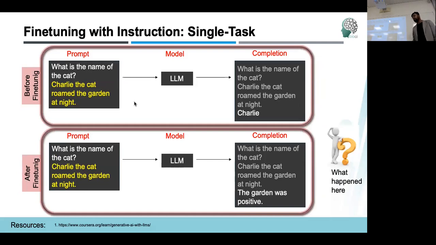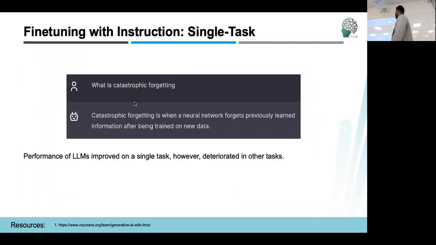It's forgetting. It is catastrophic forgetting. It is forgetting what it learned in a generalized manner because it has been fine-tuned on a single task. It has updated its parameters to predict review sentiment, so when you ask it a different task, it's not giving you good results. This is called catastrophic forgetting: when a neural network forgets previously learned information after being trained on new data.